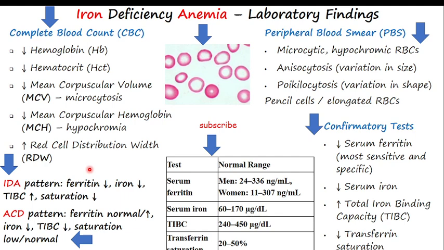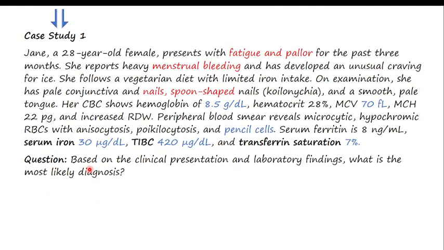Let's see who is going to get a thumbs up, because they got the correct answer from the beginning. The case study is like this. It shows fatigue and pallor. There will be a spoon-shaped nail, which is also called koilonychia. There is also MCV, you see, it is decreased, below the normal range, which is 80 to 100 femtoliters. Hemoglobin is also decreased, 8.5 is decreased. On the peripheral blood smear, they have seen hypochromia, anisocytosis, and also pencil cells.